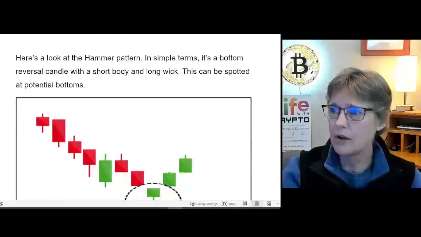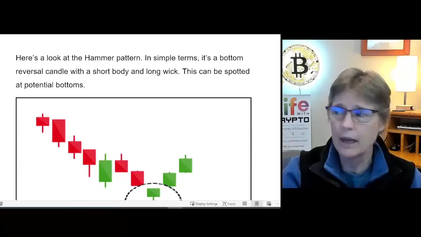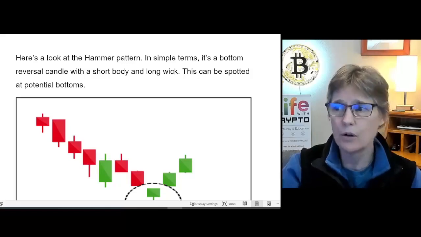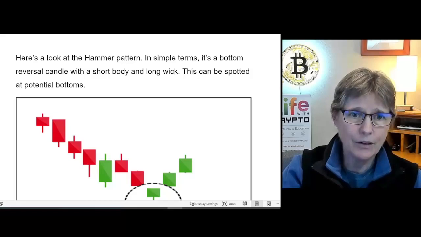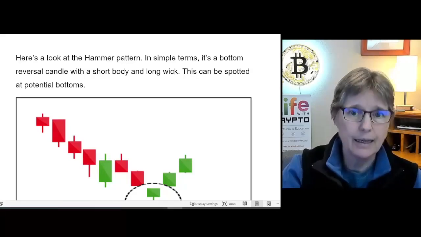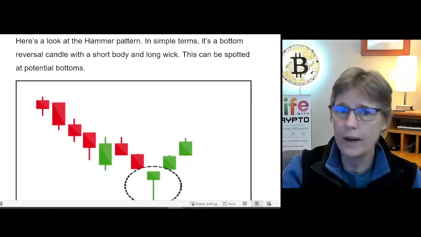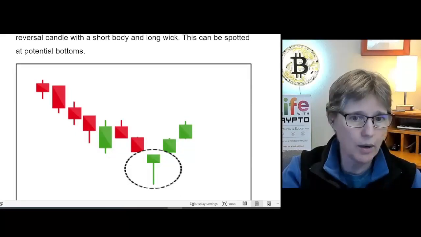So here's a look at the hammer pattern. We're going to look at two different patterns: the hammer pattern and the engulfing pattern. In simple terms, the hammer pattern is a bottom reversal candle with a short body and a long wick. This can be spotted at potential bottoms. So here's a picture of what it might look like.